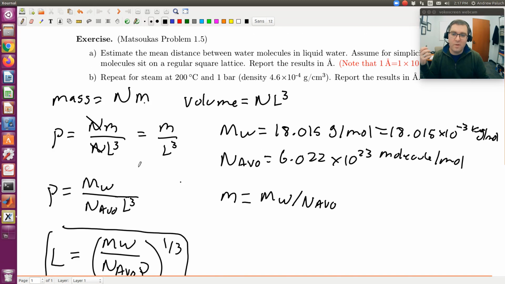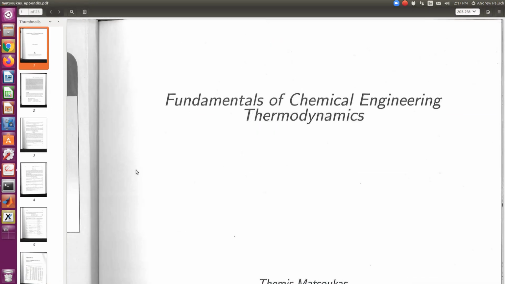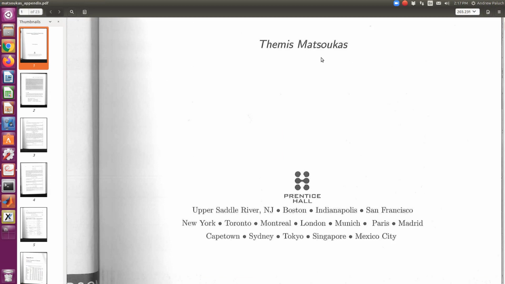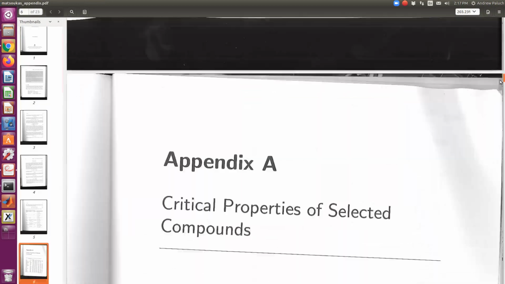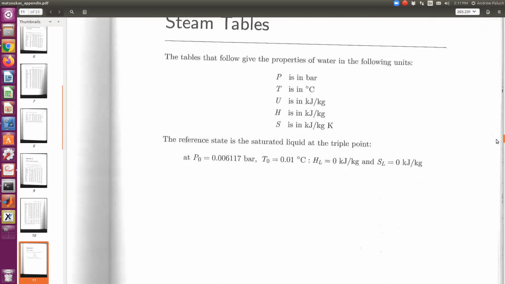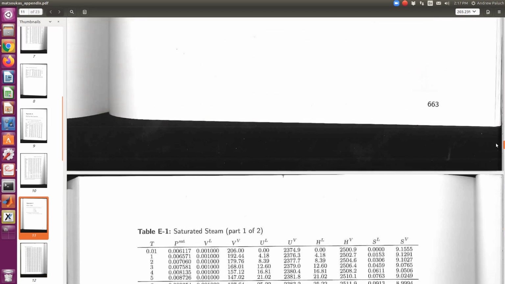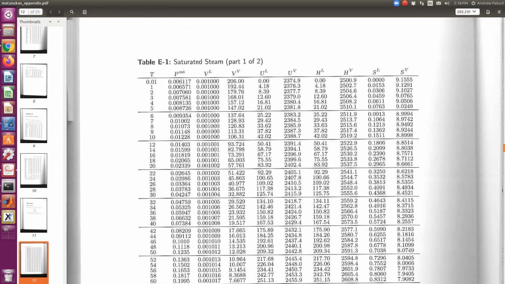So B, we're going to have steam at 200 degrees C and 1 bar. But in terms of getting a reference value for water, we haven't looked at the steam tables yet. So what I'm going to do is scroll through our appendix to our steam tables in the back. Note it's not given here, but the units used for volume are going to be meters cubed per kilogram. Remember, volume is just the inverse of density.